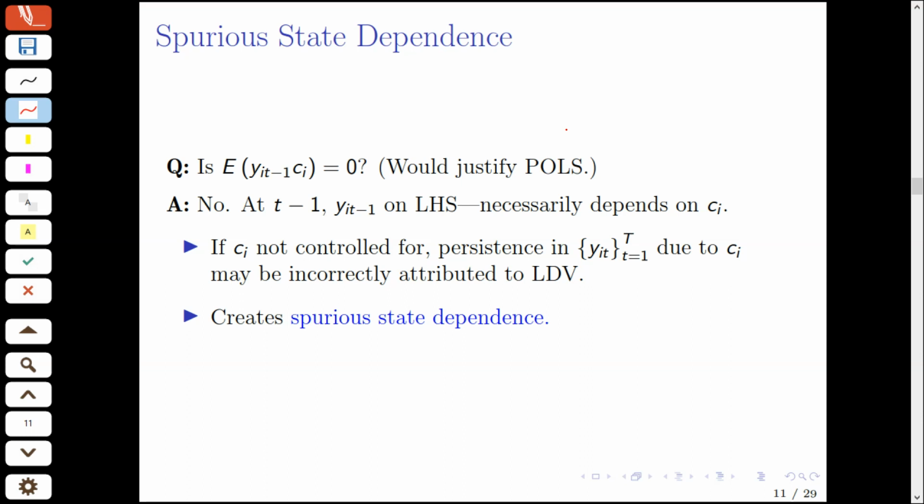Now we see here that one may see from the model that if the individual effect is not controlled for, then persistence in the sequence of outcomes may be due to the individual effect, and one may therefore conclude incorrectly that this persistence arises due to the presence of the lag-dependent variable. If so, we say that we are in a case of spurious state dependence. So we still need to handle the individual effect. It's not somehow magically handled just because we're looking at a dynamic model. It's still a problem.